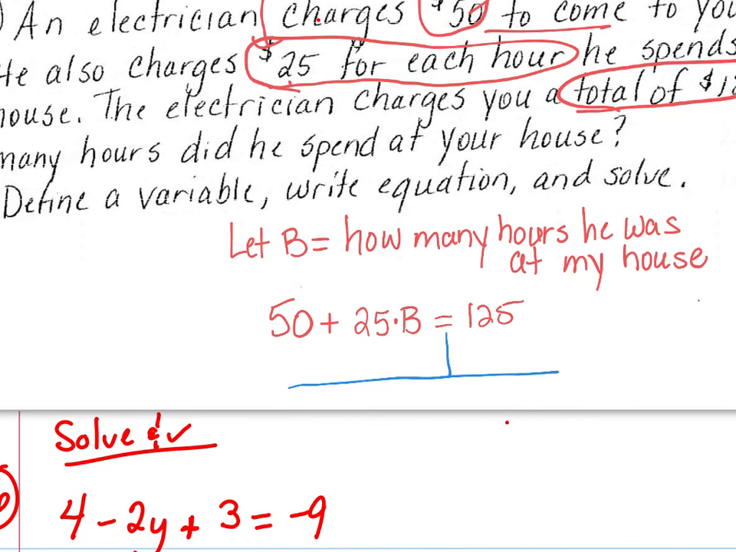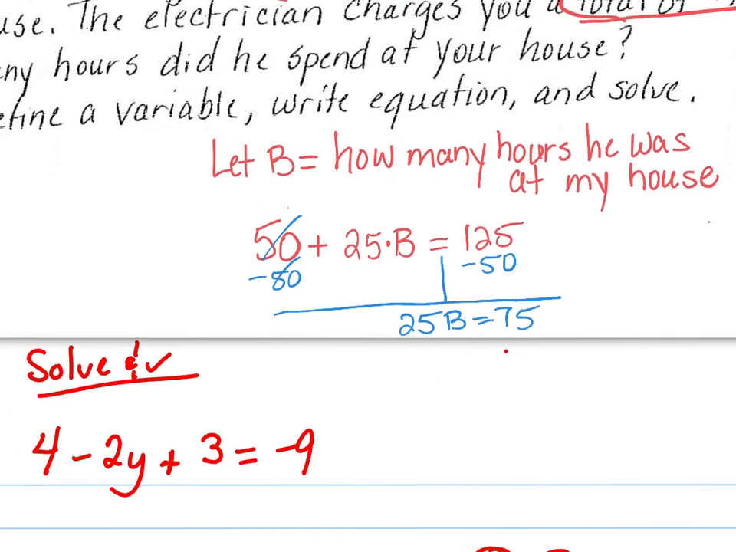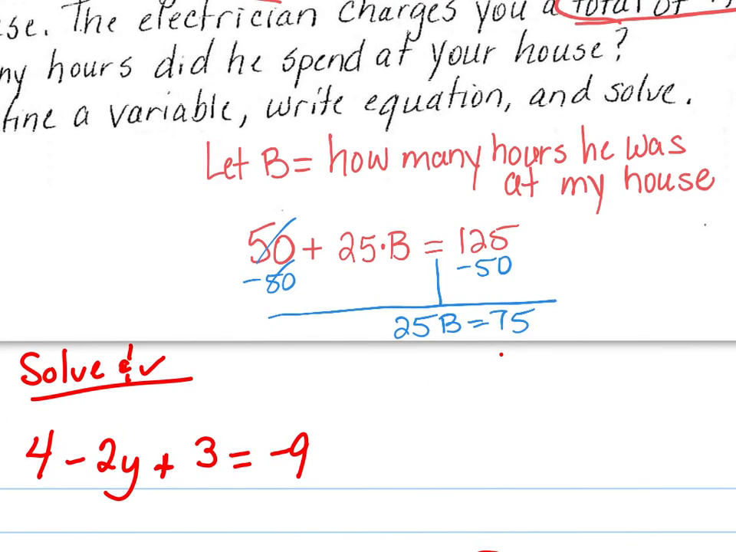Nope. We undo all the adding and subtracting first. See how they're adding 50? I'm going to subtract 50 on both sides. So we get 25B equals, see the 50s cancel out, equals 75, correct? Do I have B by itself? Nope. So I'm going to divide both sides by 25. And what is B going to equal?